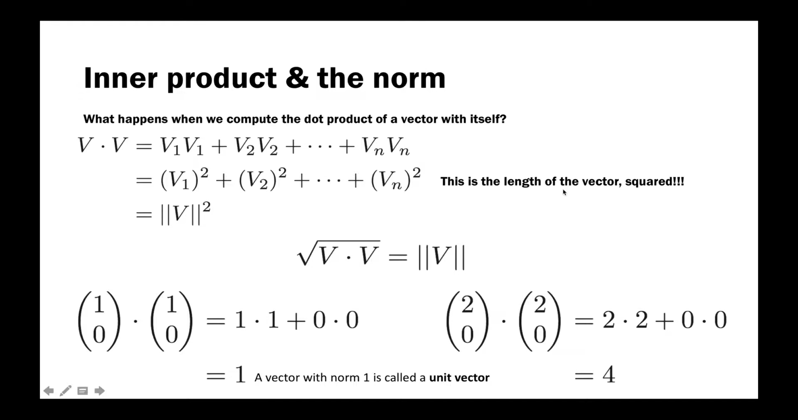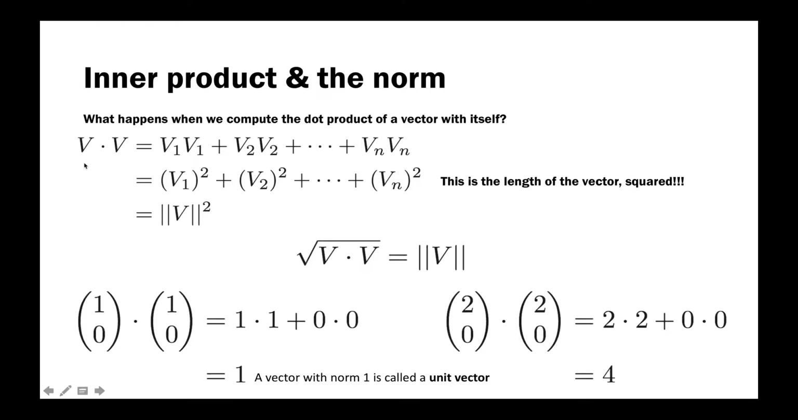Related to the dot product is this concept called the norm. The norm is also known as the length. So how do we measure the length of a vector? Well, this comes from taking the dot product of a vector with itself.